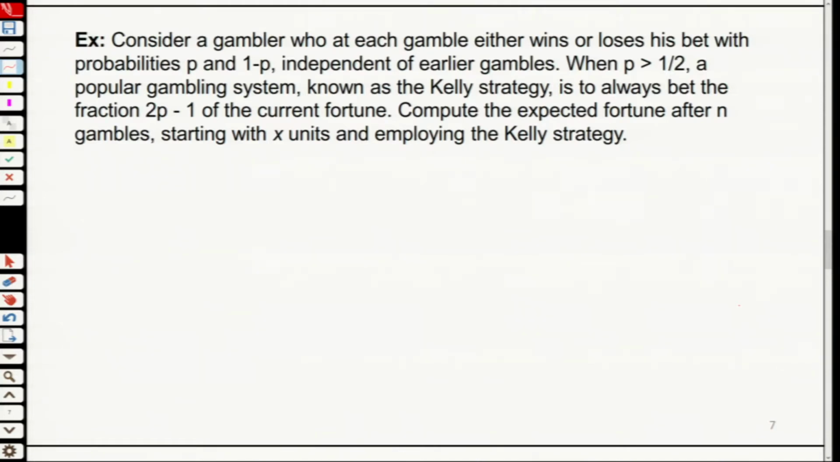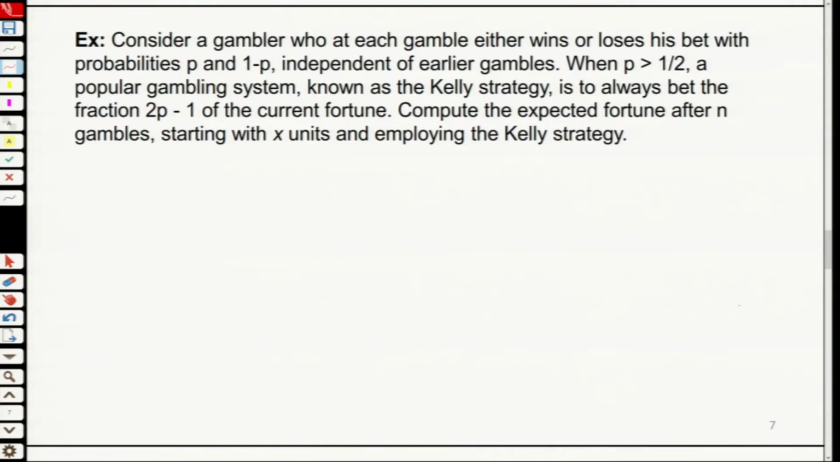So compute the expected fortune after n gambles, starting with X units and employing the Kelly strategy. Now we're going to follow this strategy and see what kind of money we're going to get eventually. Expected fortune after n gambles.